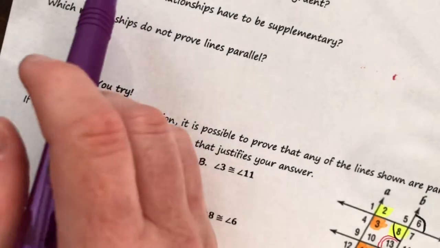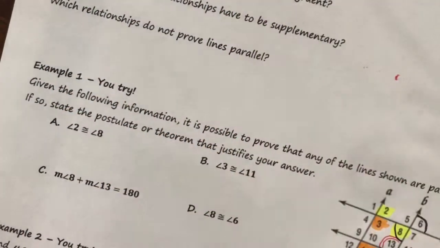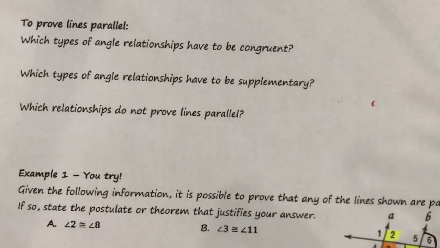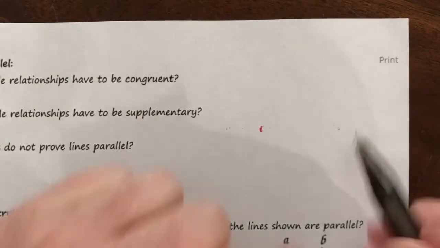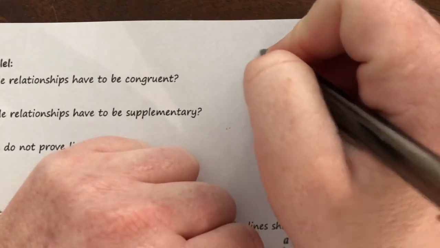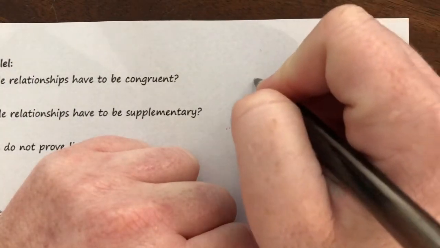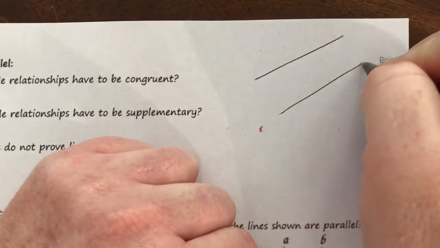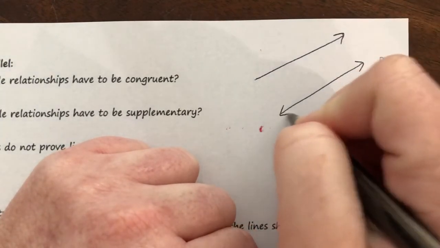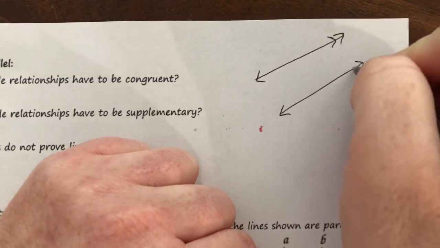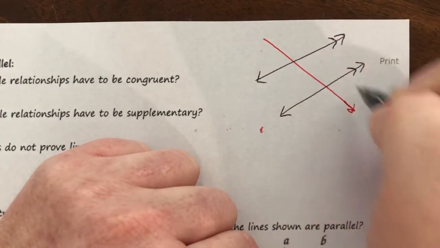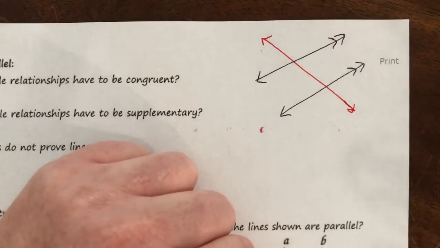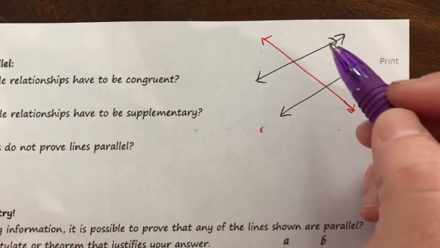All right. Which types of angle relationships have to be congruent? First of all, there's the question. I'm going to draw a little picture here, and hopefully this will help. I told y'all before I'm a visual person. So if I have two parallel lines, let's pretend those are perfectly parallel. They're not, but let's pretend. And then they're cut by a transversal. I've got to think about all my angle relationships, right?